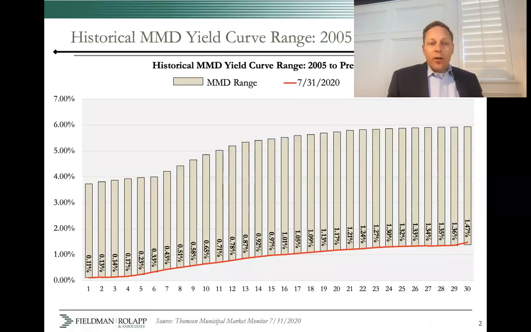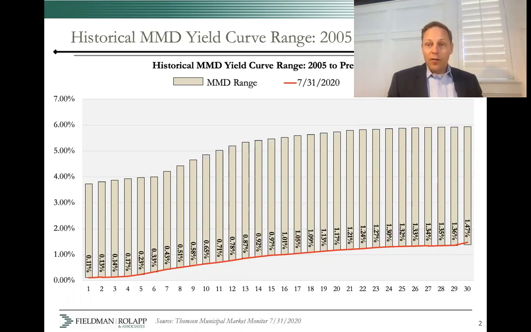We first want to share with you the historical MMD yield curve and how it's changed over time, or the range of rates we've had over time. We show you the 1 through 30-year maturities, and the tan bars show you the gap or the difference in what each one of those maturities has had for their MMD. So for example, the 1 year has been almost as high as 4%, but as low as where it's at now, 0.11. The red line represents where interest rates were for the MMD on 7/31/2020.